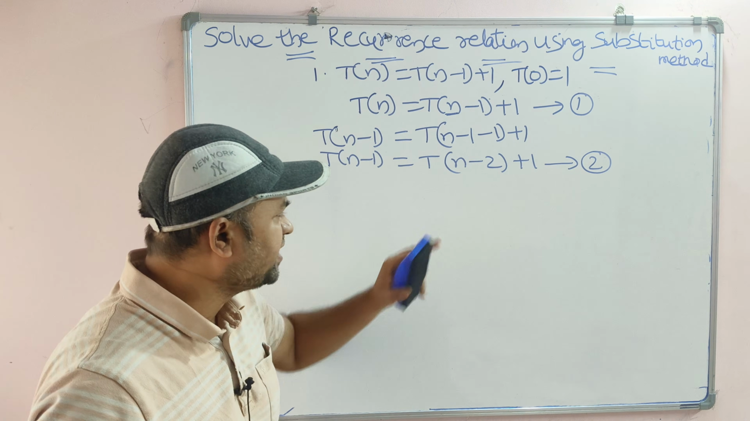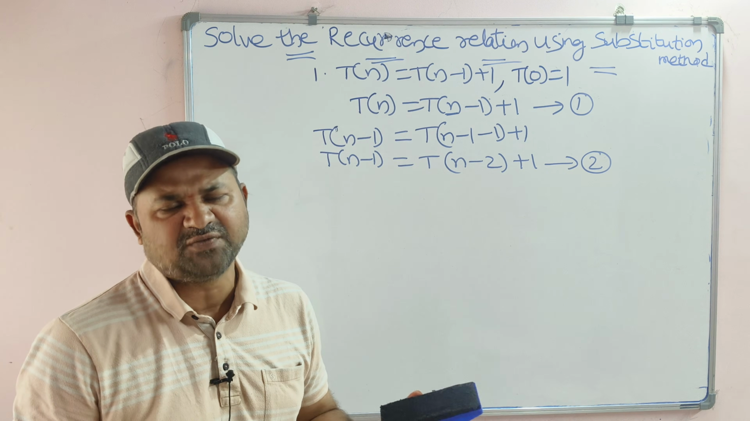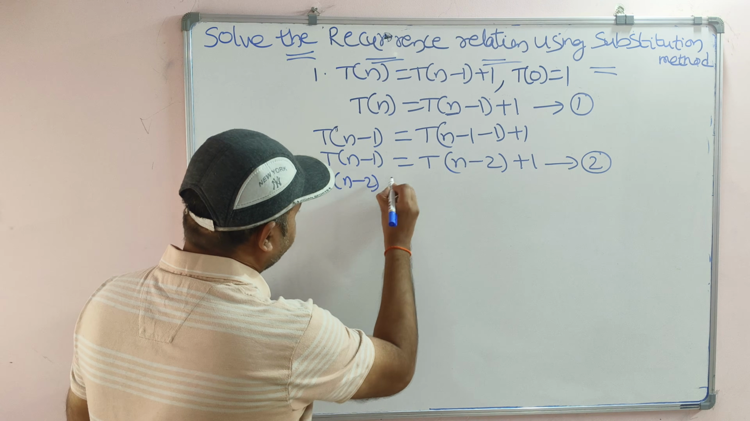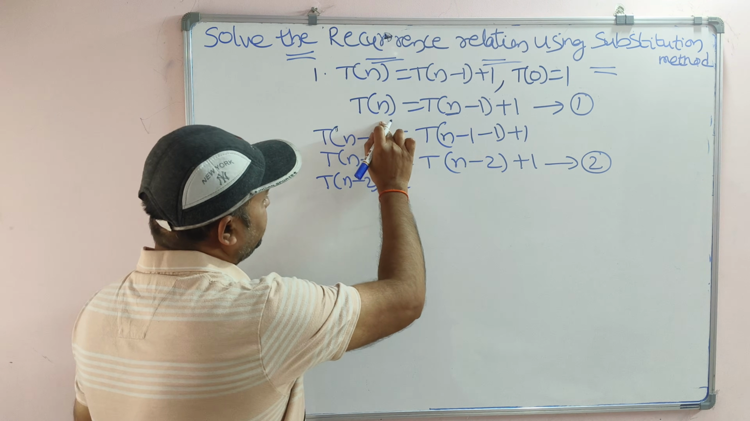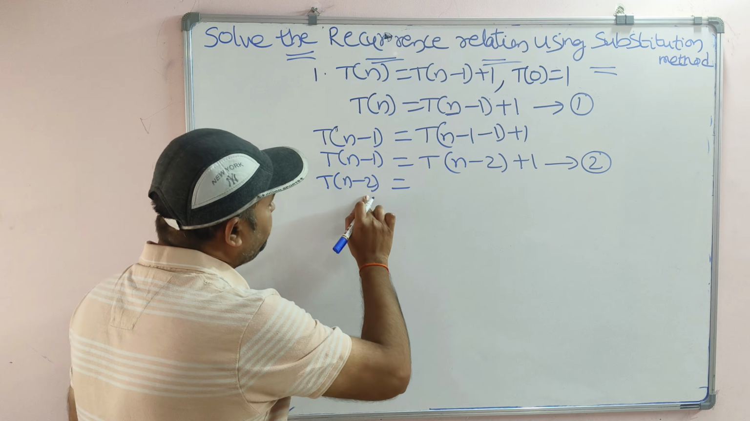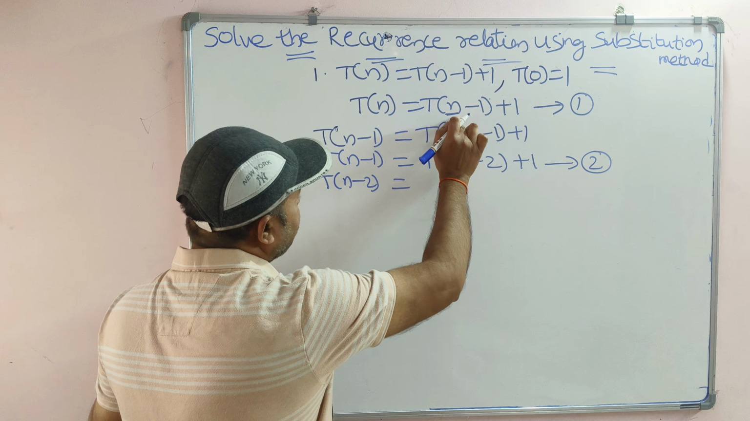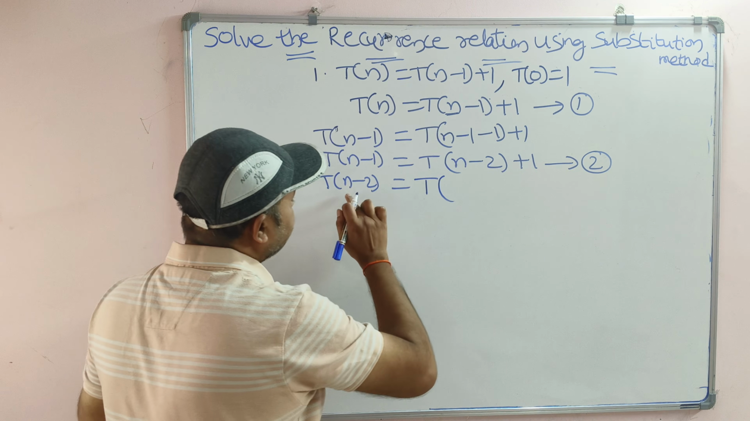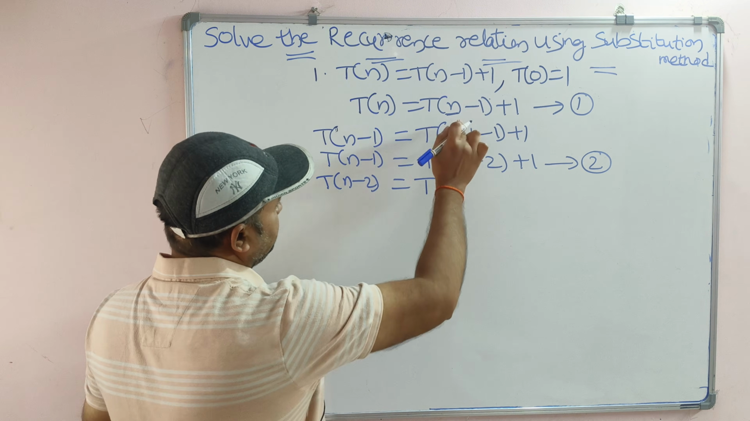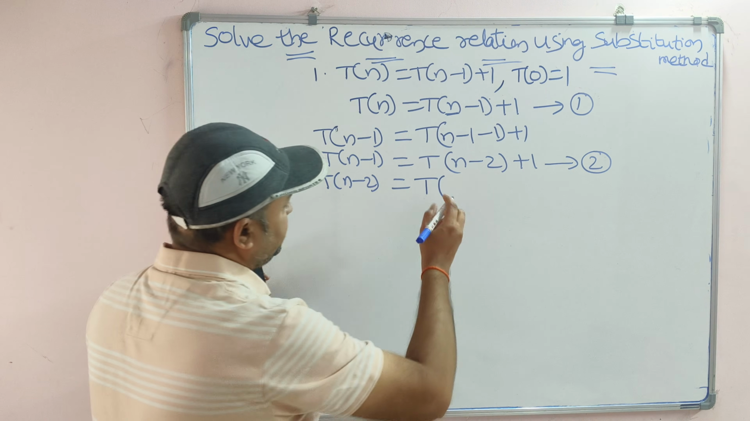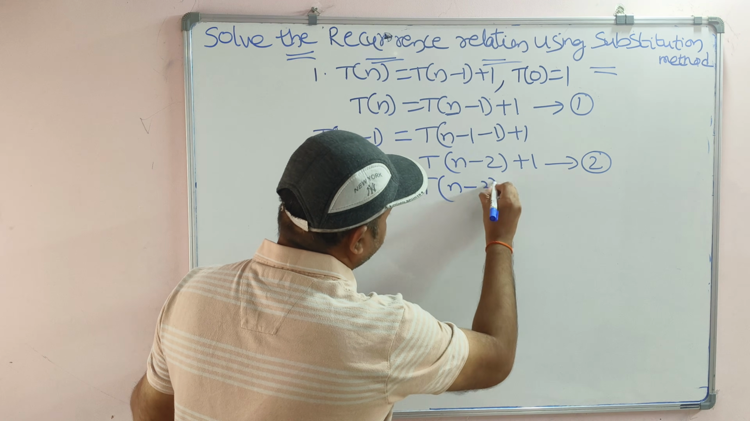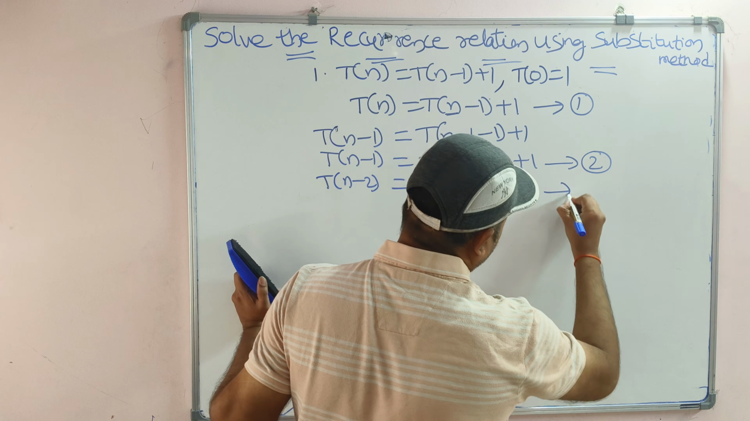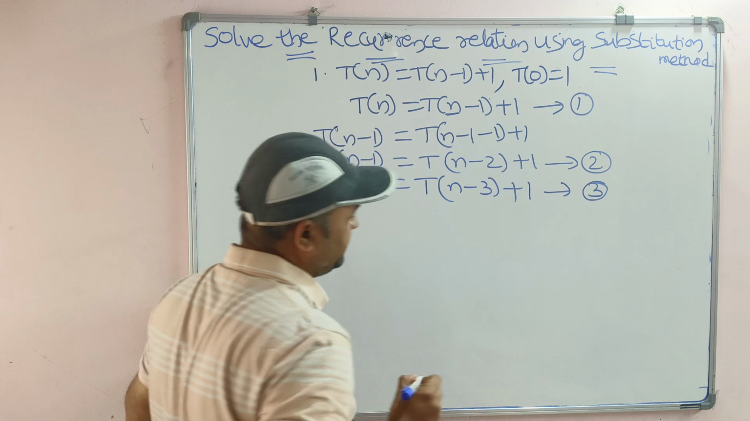Here we have T of n minus 2. So let us obtain the formula for T of n minus 2. We know about T of n, so in order to get T of n minus 2, substitute n minus 2 in place of n. Then we will get n minus 2 minus 1, that is nothing but n minus 3. Additionally we have 1. There is no change in 1, so write that 1 as it is. Let it be equation number 3.